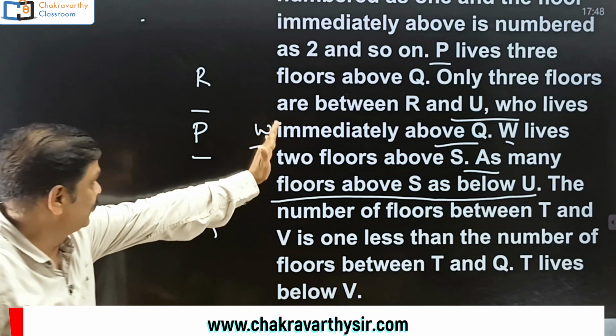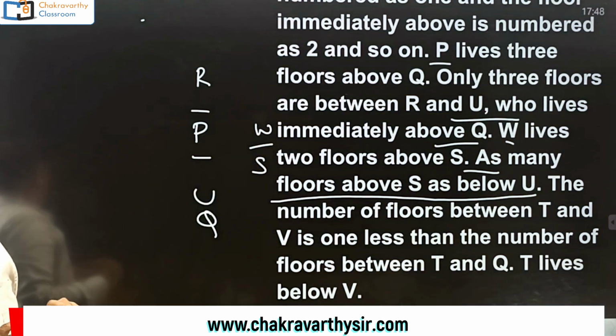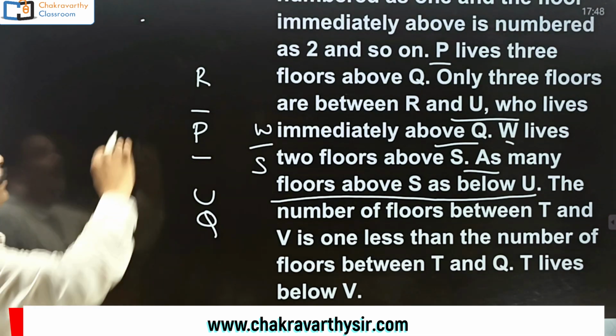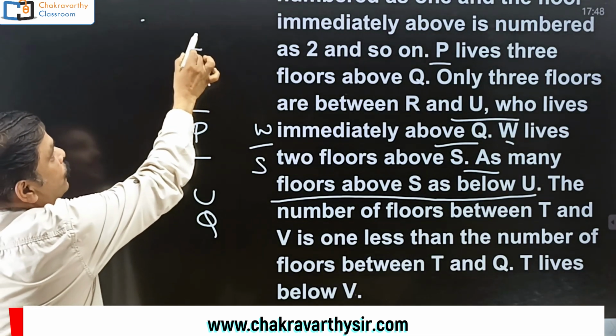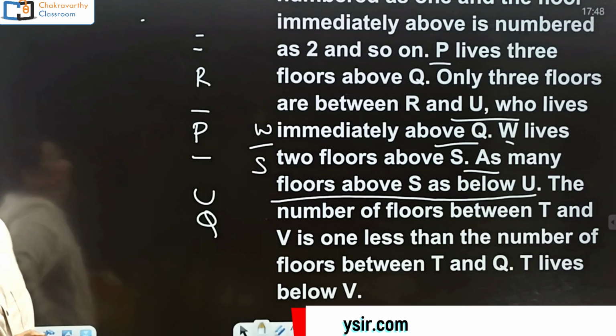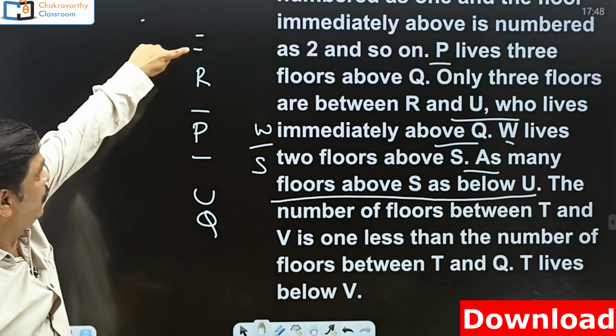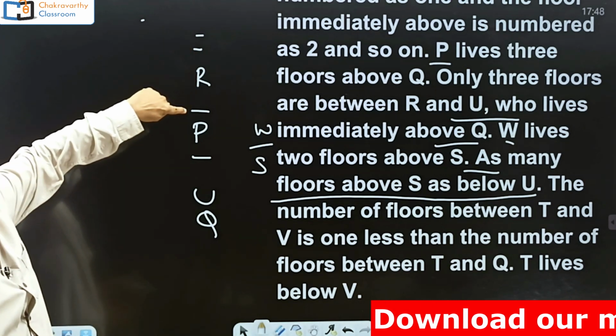Now I'm trying to bring this information here. How to bring this one, students? Now total here, how many floors are there? 6 floors. Now remaining 2 floors, suppose those 2 floors are here. Now if I start with W, 1 floor S, not a possibility. W, 1 floor S, yes, this is the possibility.